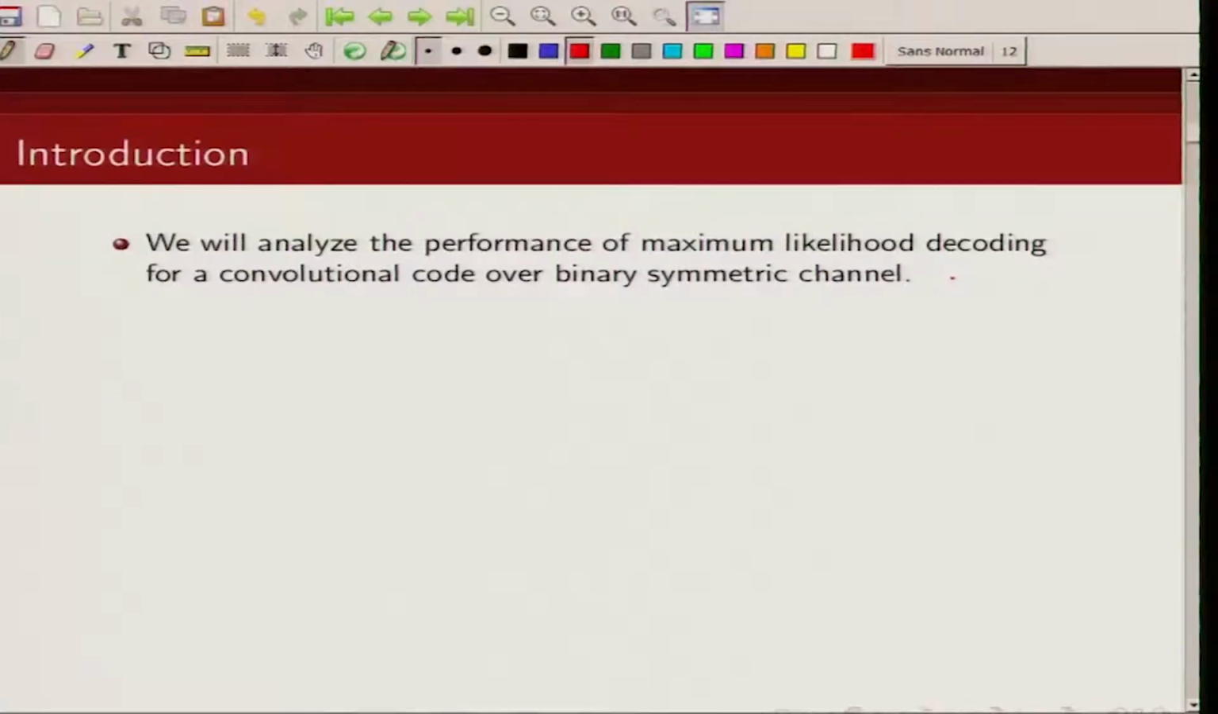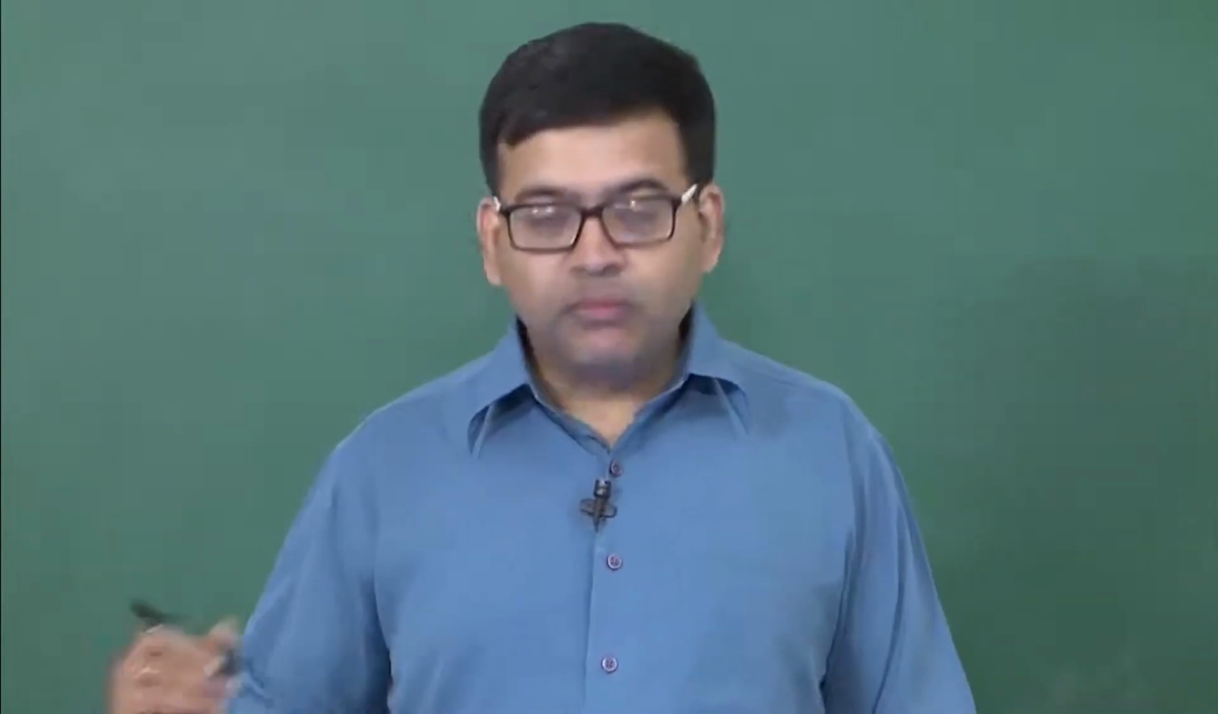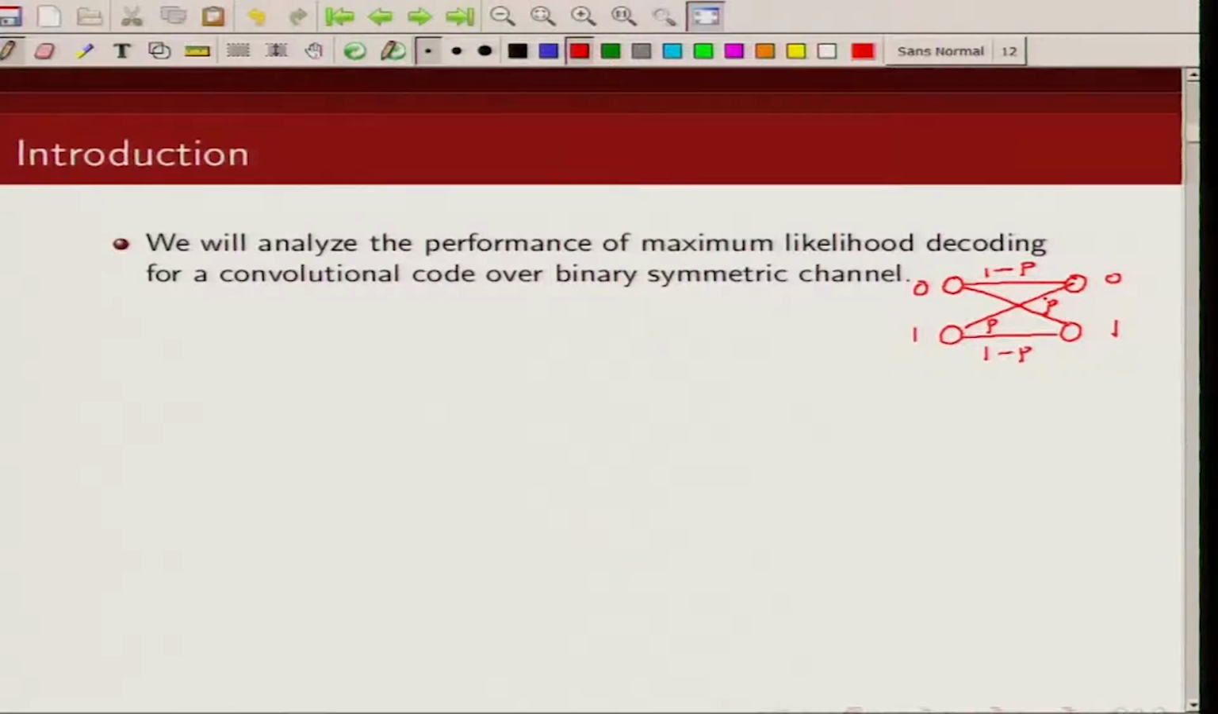Now, if you recall, what is a binary symmetric channel? There are two inputs, 0 and 1, and with some probability 1 minus p we receive the bits correctly, and with a crossover probability of p the bits get flipped. That is our binary symmetric channel. So, we are going to analyze the probability of error when we are doing Viterbi decoding of convolutional code over a binary symmetric channel.